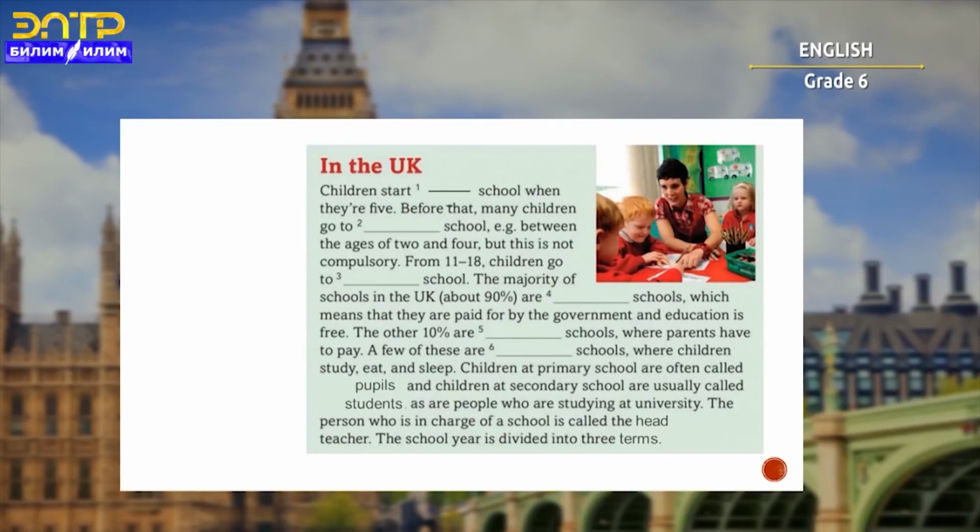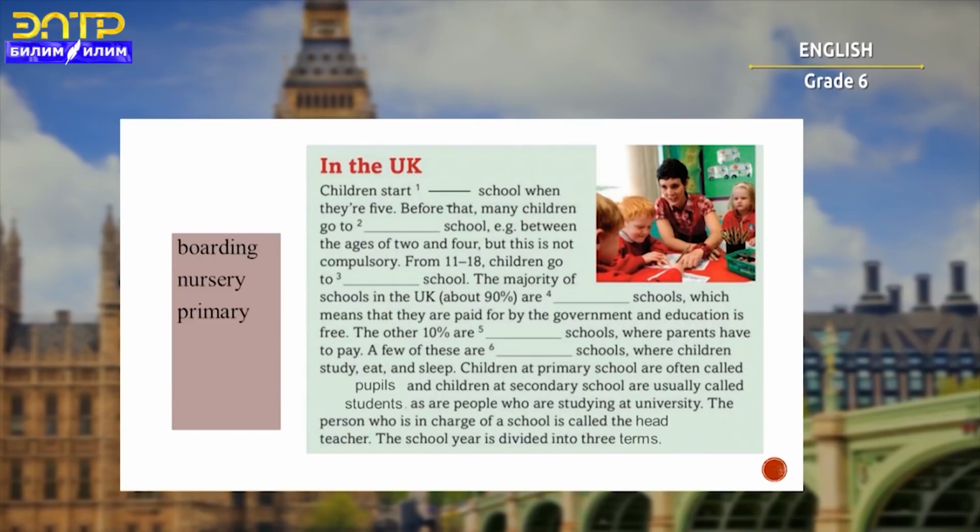Now, you are going to read the text. Your task is to complete this text with the given words. Here are the words: boarding, nursery, primary, private, secondary, and state. Let's do the first one together.